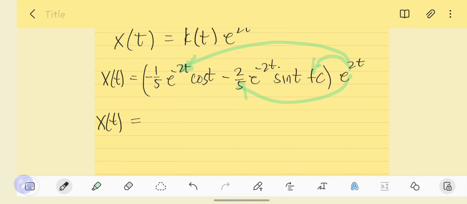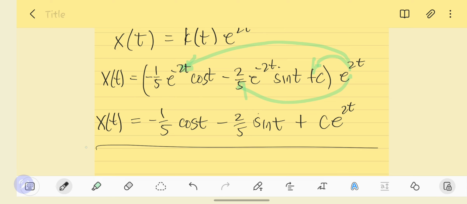So negative 1/5 times e to the negative 2t times e to the 2t, times cosine t. So e to the negative 2t times e to the 2t is e to the 0, and e to the 0 is 1. So minus 2/5 sine t plus c e to the 2t. Now this is your solution.